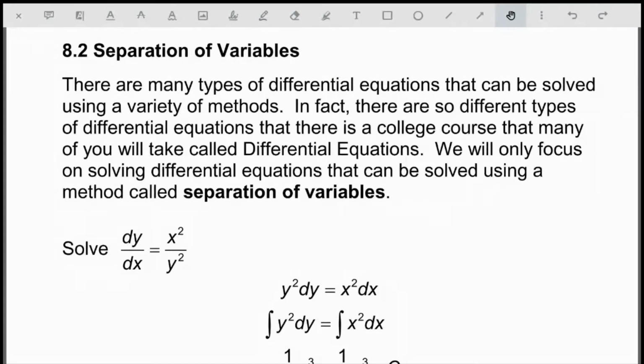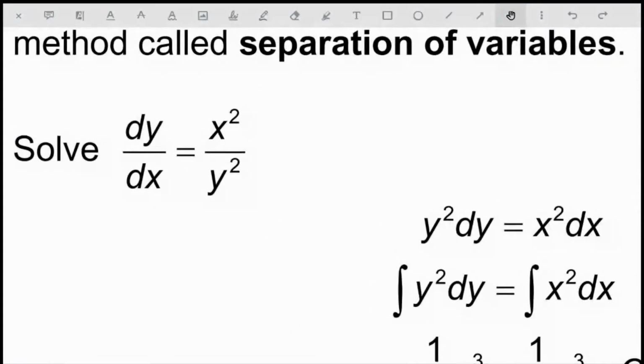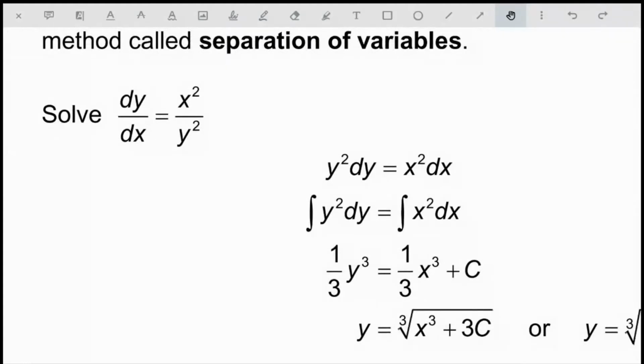So we're going to look at primarily one type, which is called a separable differential equation. Okay, so here is a differential equation that we're trying to solve. And when it says solve, what it means is we're trying to figure out what is y in terms of x. Okay, so the way we do this is we separate the variables. We try to get all the y's on one side and all the x's on the other.